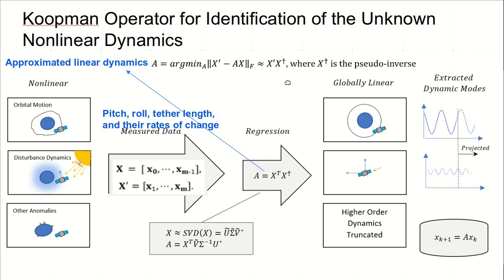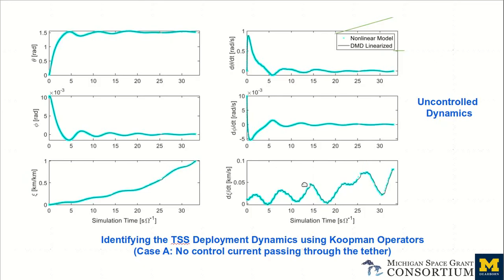Now, once we obtain this linearized approximation to the nonlinear dynamics, which is captured by matrix A, then we can use a plethora of tools from the model-based techniques such as adaptive control or model predictive controllers in order to control the subsatellite deployment maneuver. Now, let's see some simulation results that we obtained for system identification, in this case using the Koopman operator.